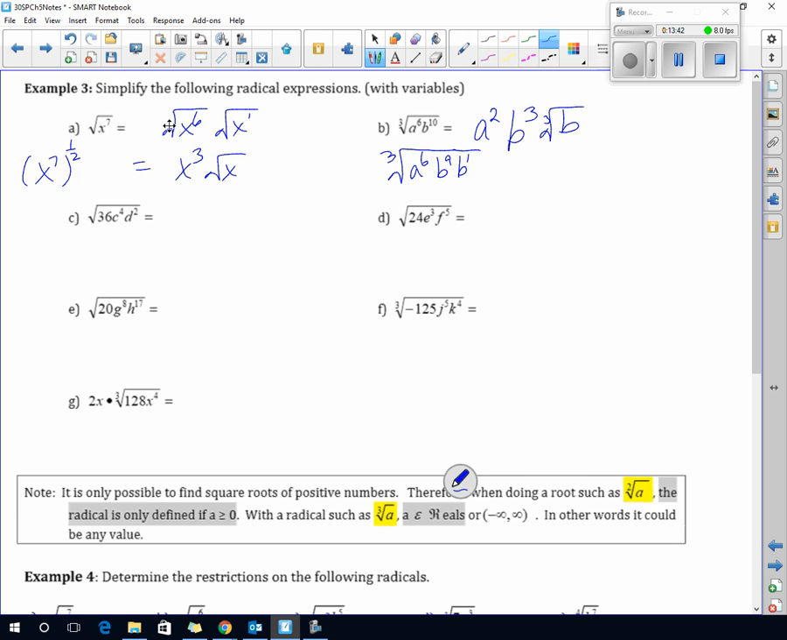Okay? So now this is square root. So you want to square root 36, that works. Can you square root c to the power 4? Yes. Can you square root d to the power 2? What do you get?